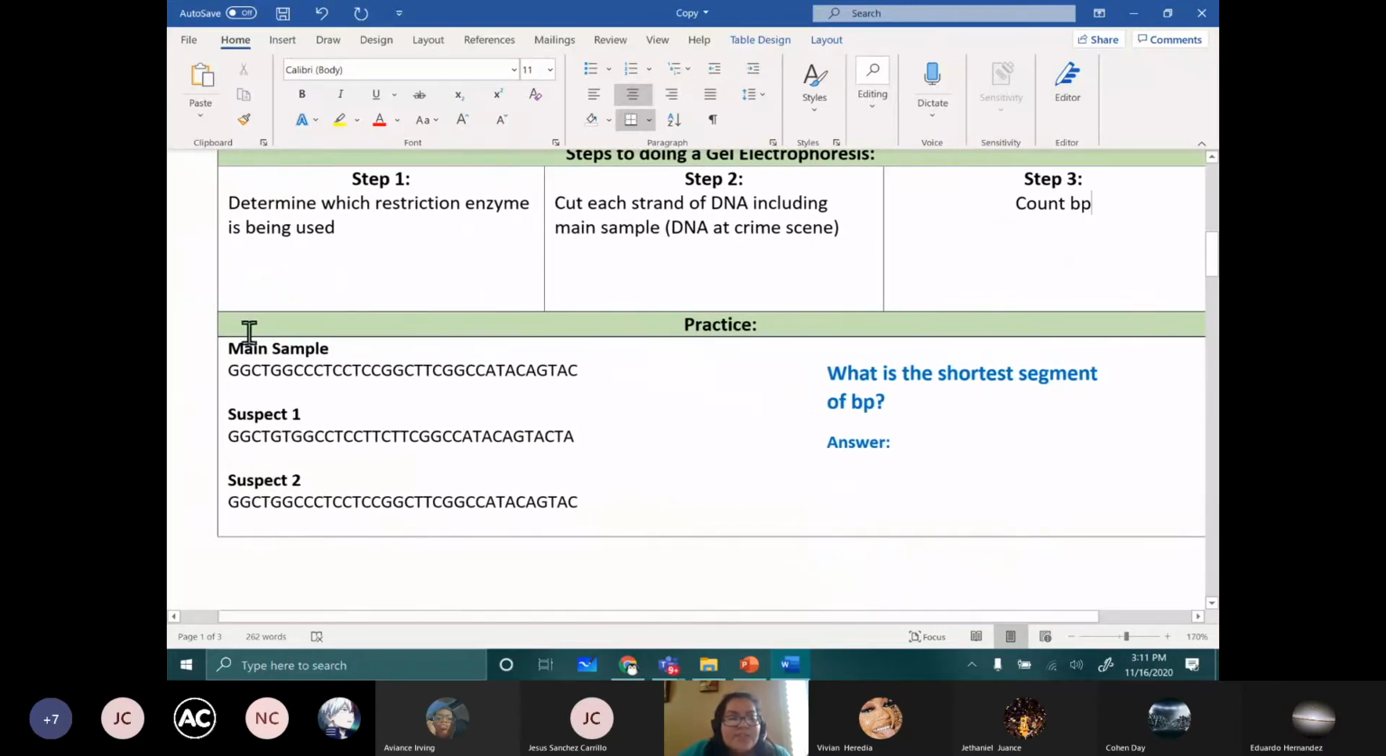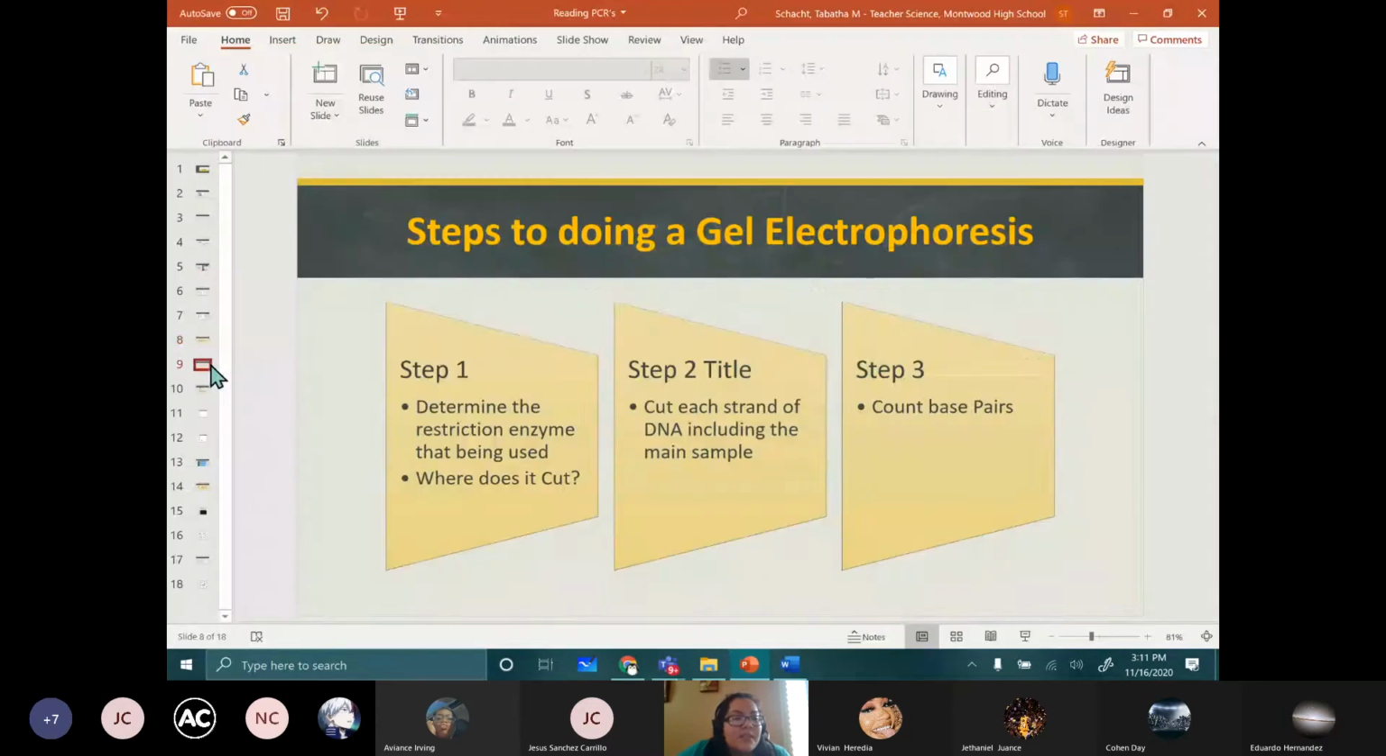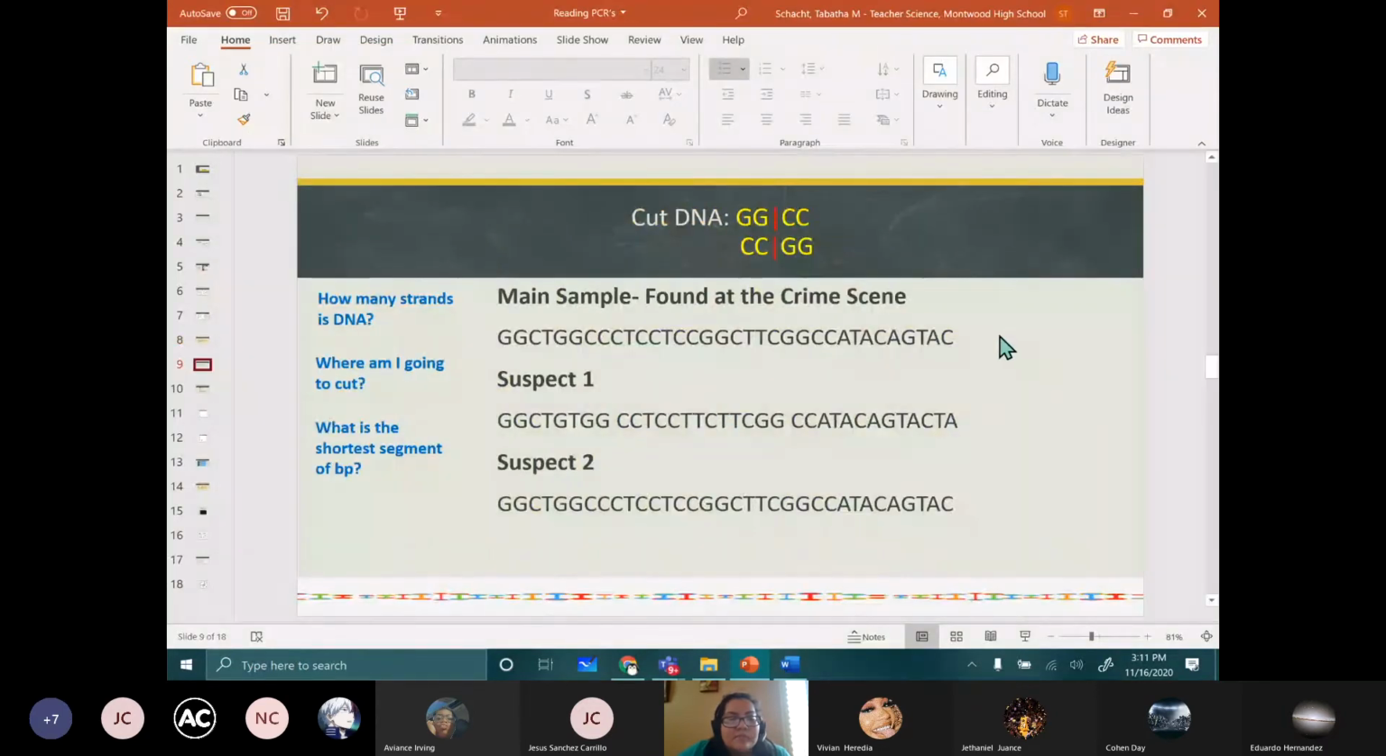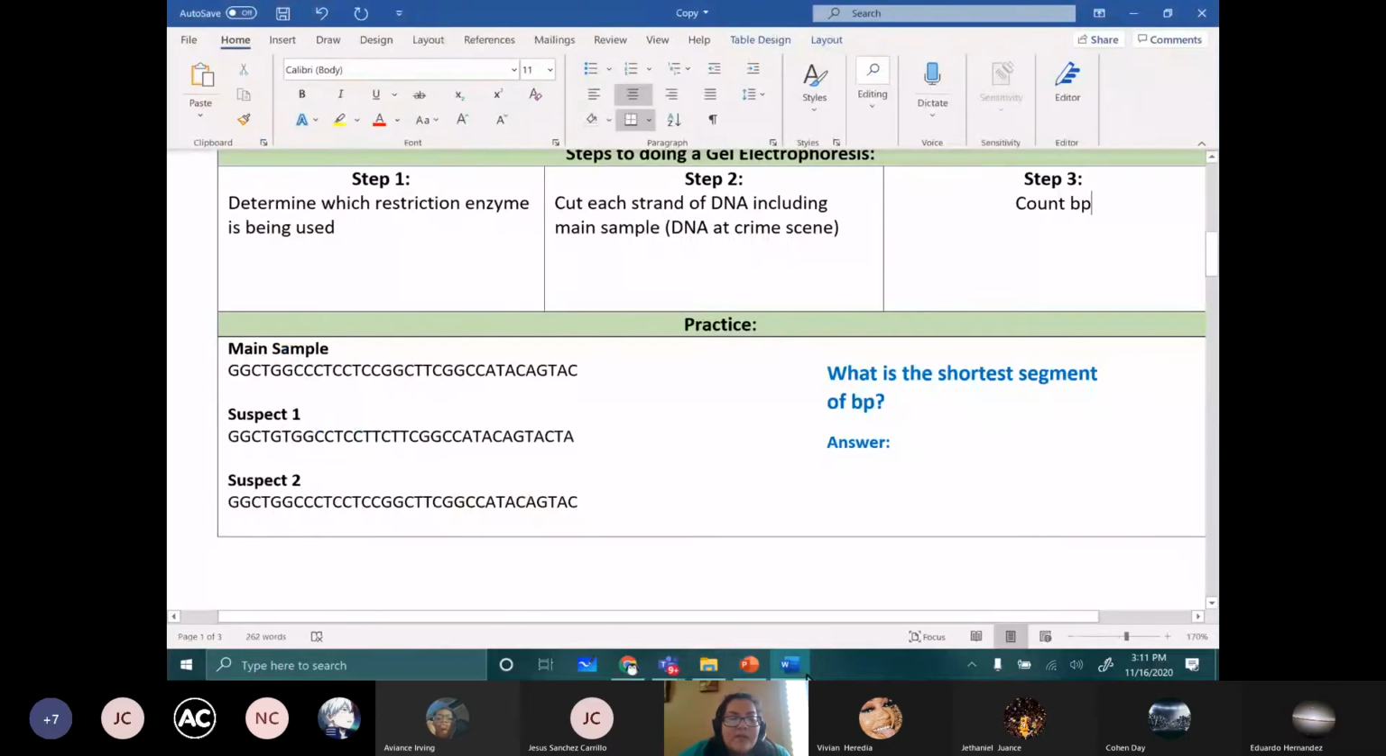So the next part we're going to do together is this part that says practice. This is what you guys are going to fill out. I'm going to be showing it on here. If you look, they're exactly the same. I'm going to do it on here, and you guys are going to do it on here. So whatever I do, you're going to do.